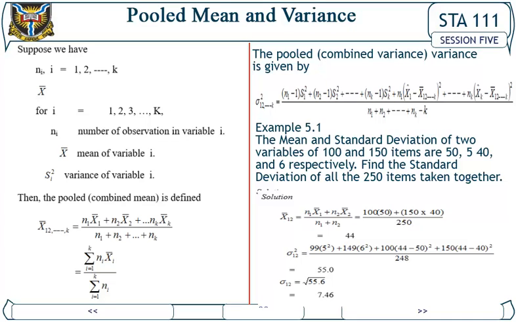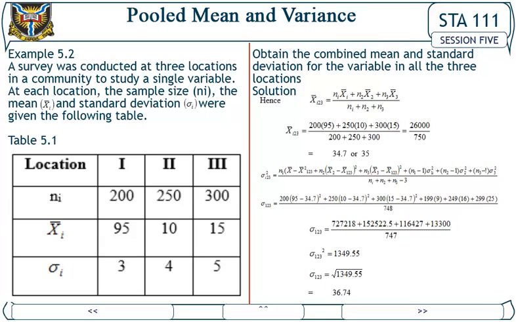Example 5.1. The mean and standard deviation of two variables of 100 and 150 items are 50, 5, 40, and 6 respectively. Find the standard deviation of all the 250 items taken together. Solution. x bar 1,2 is equal to n1 x bar 1 plus n2 x bar 2 over n1 plus n2, which is equal to 44. Standard deviation is equal to 7.46.